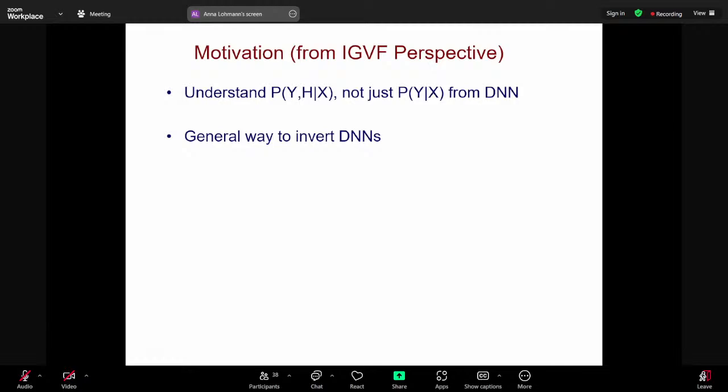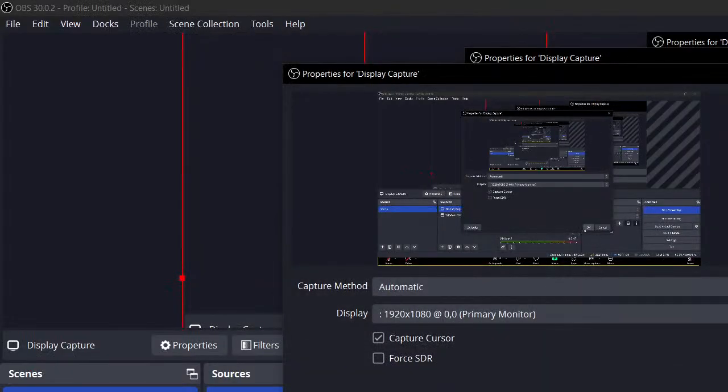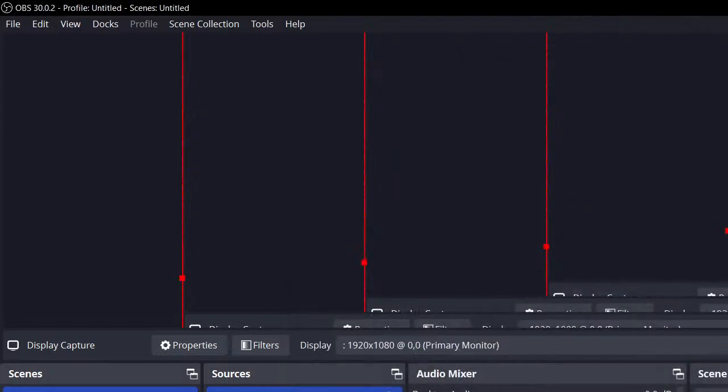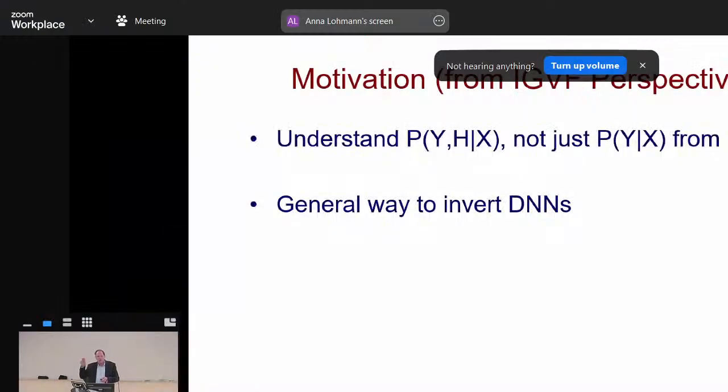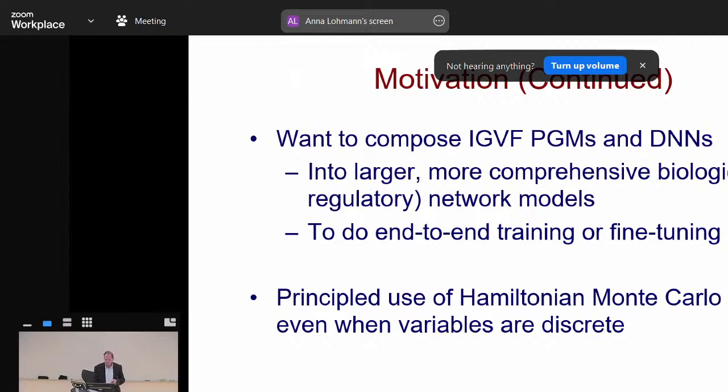So the motivation is there's a lot we can do if we can understand the neural net is giving us P of Y and H given X, and not just P of Y, not just the black box machine that gives us P of Y given X. Another thing we can do is do inference not just from inputs to outputs, not just forward inference, but we can do backward inference or inference anywhere, put the evidence anywhere, ask about query variables anywhere else in the neural net using, for example, this Hamiltonian Monte Carlo that's based on the theoretical result. Okay, so these are some of the motivations for what we'll talk about now.